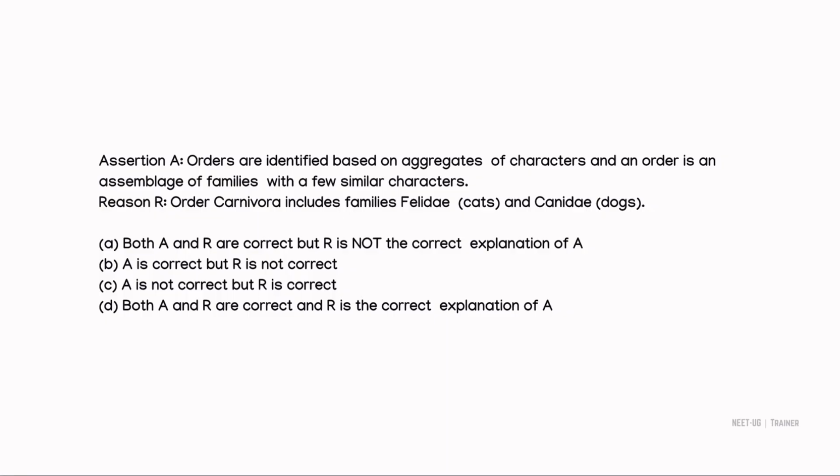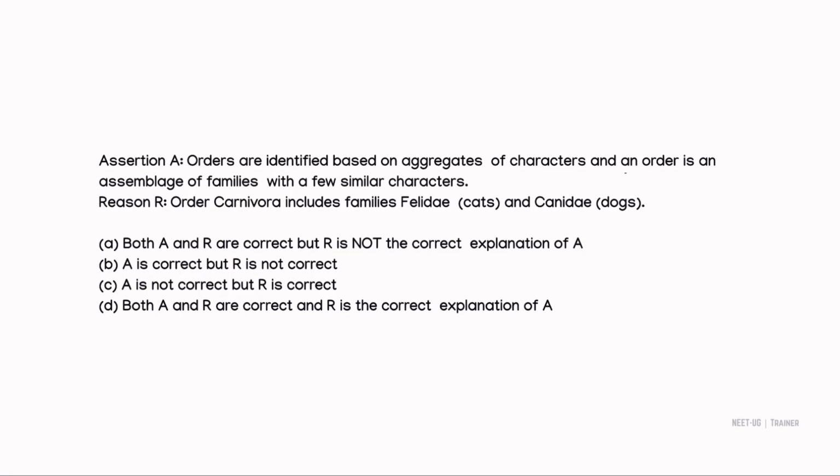The question is an assertion and reasoning type. The assertion is: orders are identified based on aggregates of characters, and an order is an assemblage of families with a few similar characters. And the reasoning which has been given is: order Carnivora includes families Felidae, that is cats, and Canidae, that is dogs.